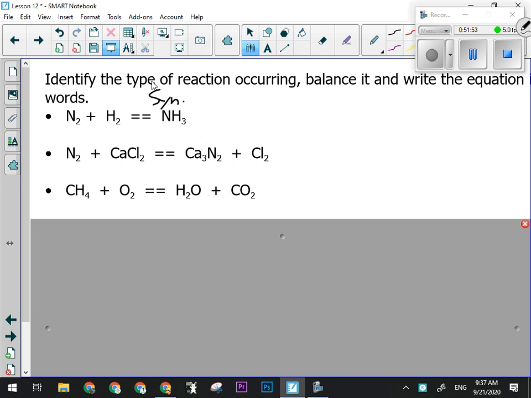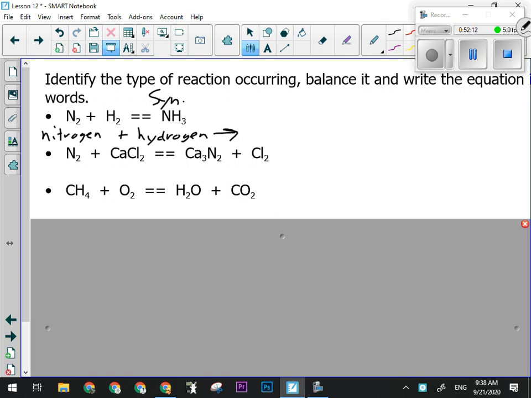The word equation, that is writing it out in words, what's this stuff? Nitrogen. I don't put a prefix in front of that. That's how nitrogen appears when it's in its element form. It's not dinitrogen, it's just nitrogen. And what's this stuff? Hydrogen.